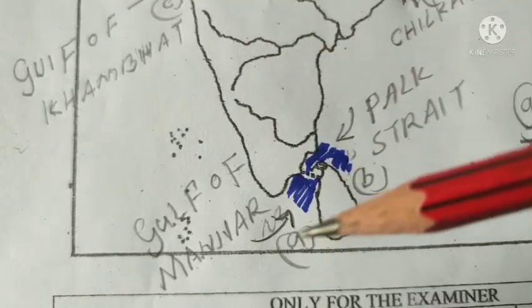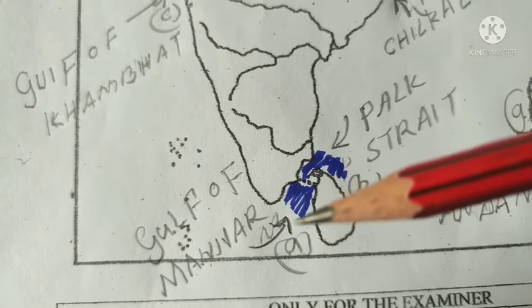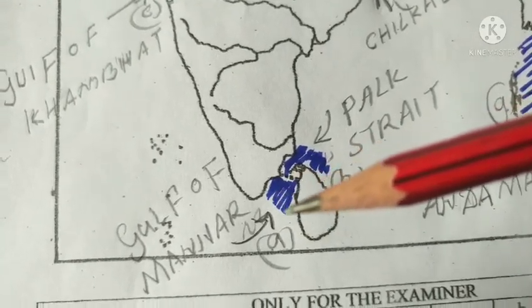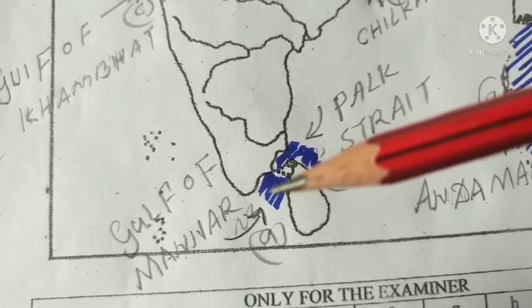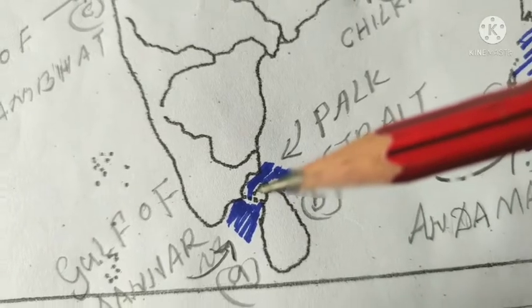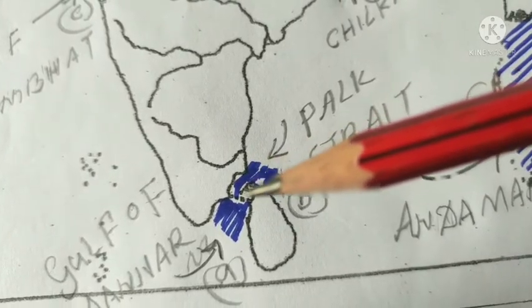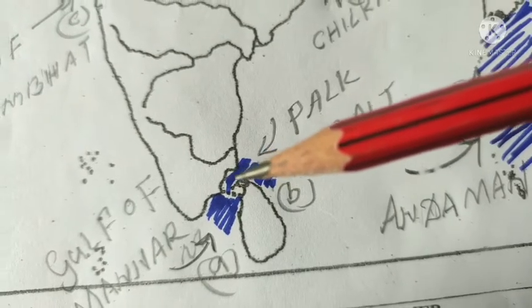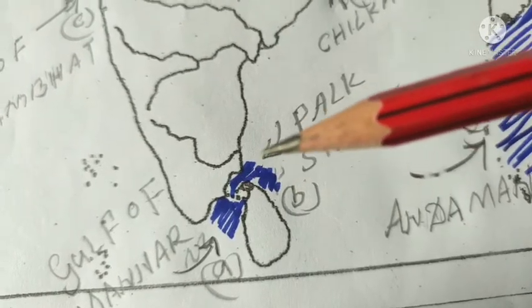Next is the Gulf of Mannar. It is the area separating India and Sri Lanka. So here you have to highlight this portion and label it. Next is the Palk Strait. The water body that separates India and Sri Lanka, up to here. This small portion you can shade and highlight.